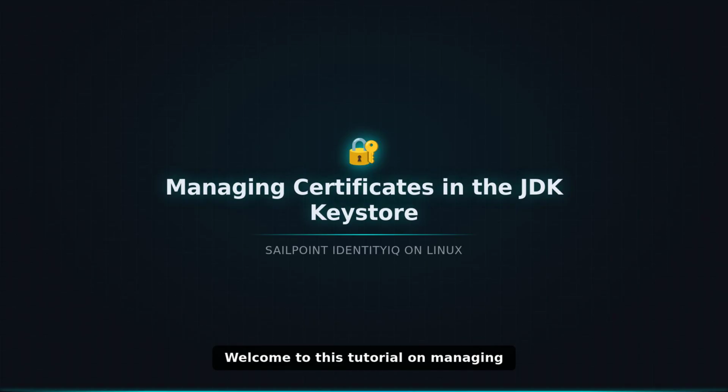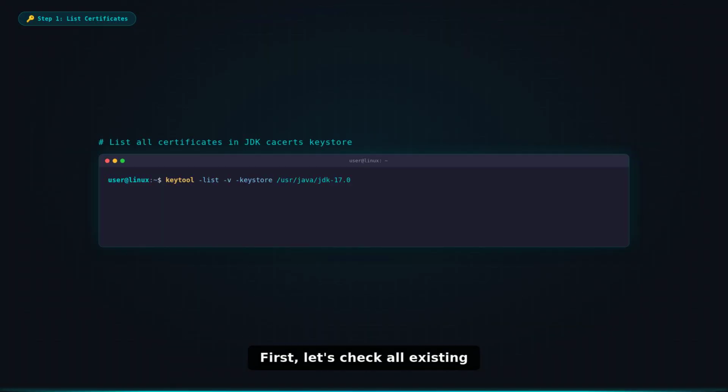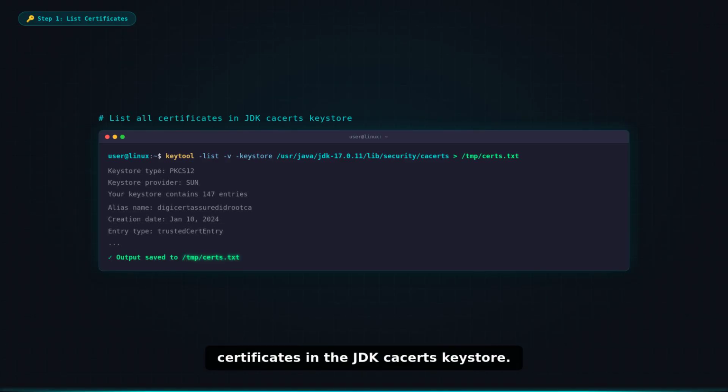Welcome to this tutorial on managing certificates in the JDK Keystore for SailPoint IdentityIQ on a Linux server. First, let's check all existing certificates in the JDK cacerts keystore. Use the following keytool command to list all certificates and save the output to a file.